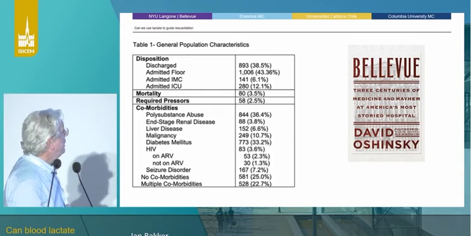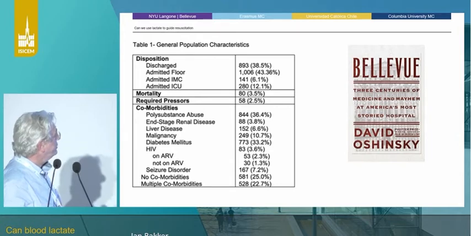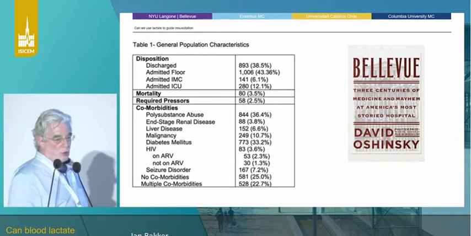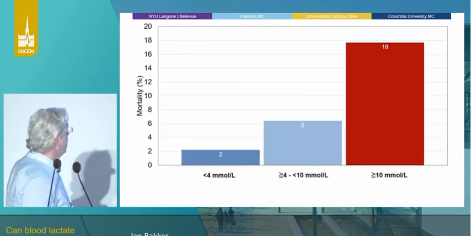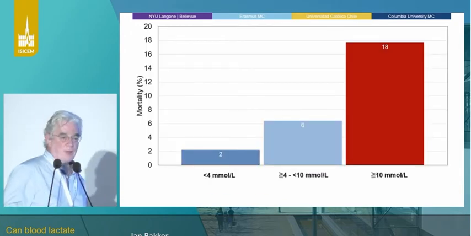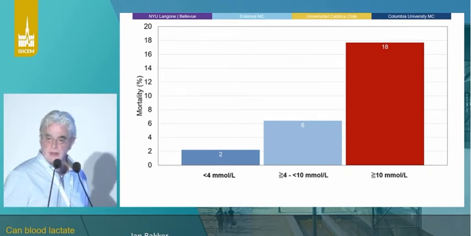And so we looked at comorbidities in these more than 1,400 patients: polysubstance abuse, renal disease, liver disease, malignancy, diabetes, HIV, seizure disorders, and multiple comorbidities. That was, let's say, the context of the patients. And this is what we found and what we saw in clinical practice, and that's why we did the study.